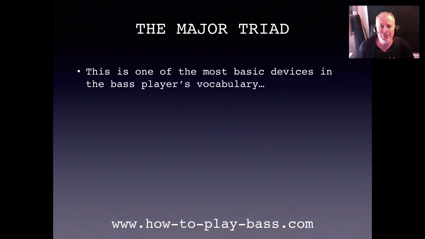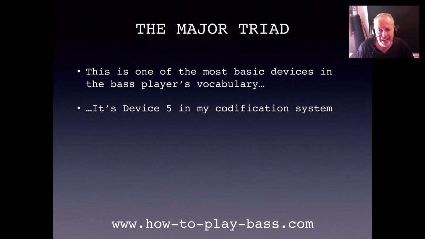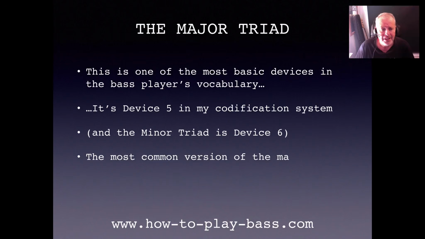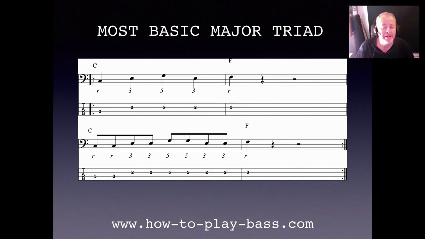So let's just start with the major triad. It's one of the most basic devices in the bass player's vocabulary. In my codification system of devices that bass players commonly use, it's device 5. The minor triad is device 6. And the most common version of the major triad, which I'd be utterly dumbfounded if you weren't familiar with, is this one, where it's basically the R-3-5-3, and you most commonly use it going from C chord to an F chord.